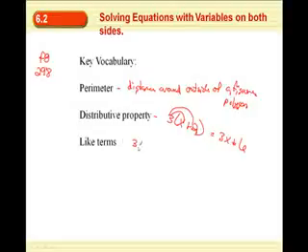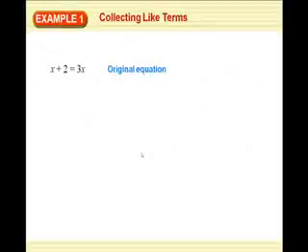Like terms are terms that are the same, like 3x, 2x, negative 5x, y's 5y, 7y. Like terms are terms that have the same things on them, the same number of letters, things like that. So let's do some of these. There's a lot of guided practice and I want you to do them all with me.